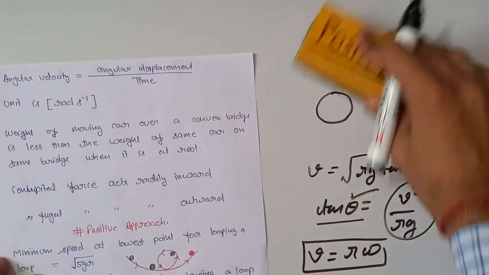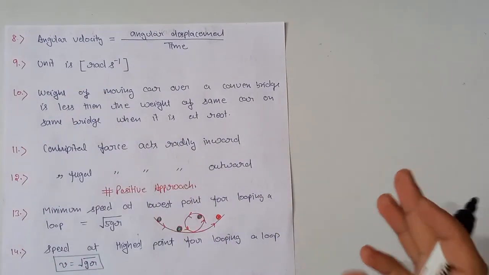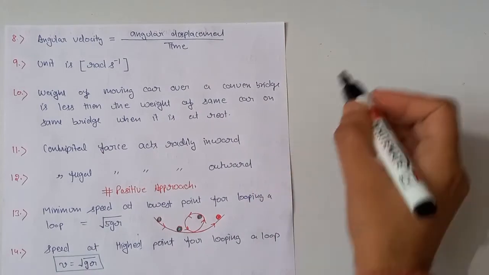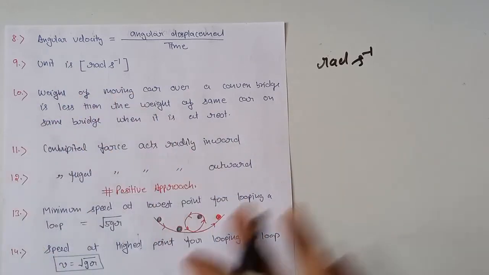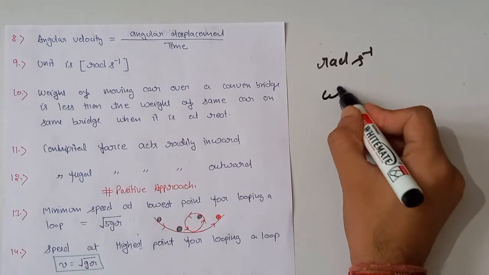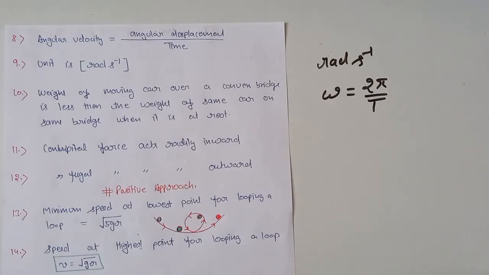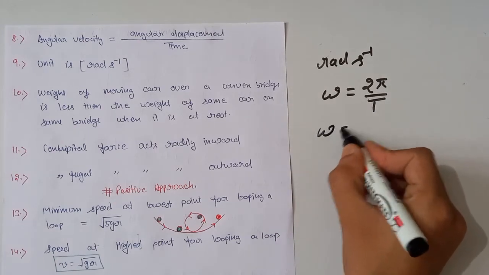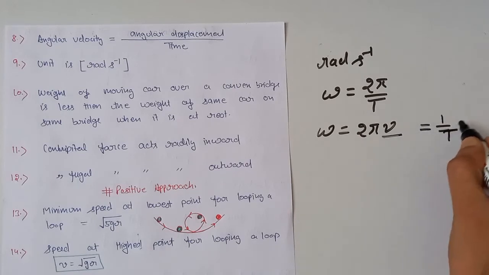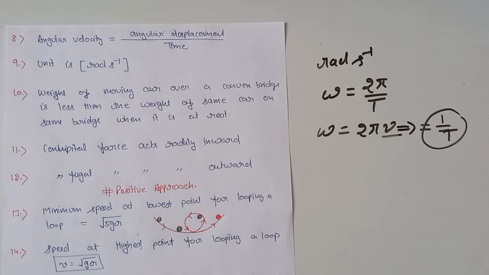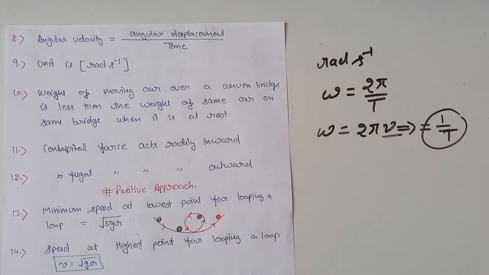Our next key point: what is angular velocity? Angular velocity is the angular displacement divided by time, and its unit is radian per second. Angular velocity is given by 2 pi by T, and in terms of frequency, this angular velocity is given by 2 pi nu, where nu is equal to 1 over T. These are the expressions for angular velocity, and its unit is radian per second.